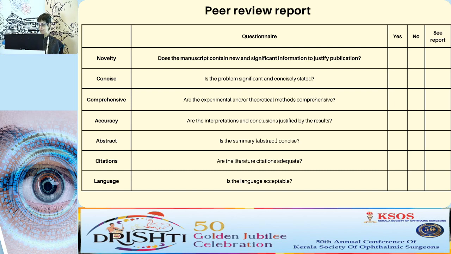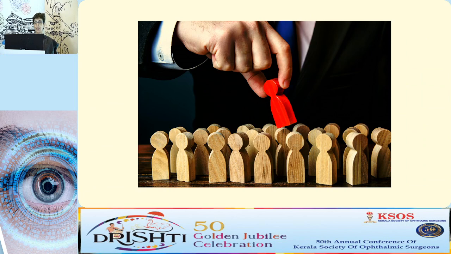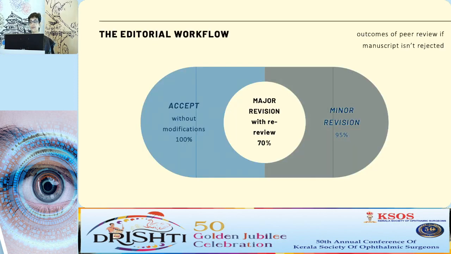Peer review report consists of 2 parts. The first part is there in the dashboard of the journal itself, which tells about the novelty and the comprehensive nature or accuracy, etc. And the second part is the actual peer reviewer's comments. So once your article is approved by the peer reviewer, we have to know what its outcome is if it is not rejected. It can be accepted without any modifications. That is very, very rare. Frederick Jacobi was the only person whose articles were accepted without any modifications. For lesser mortals like us, it could be a major revision with re-review, where there is about a 70% chance of acceptance. Or it could be a minor revision, where it is a 95% chance of acceptance.